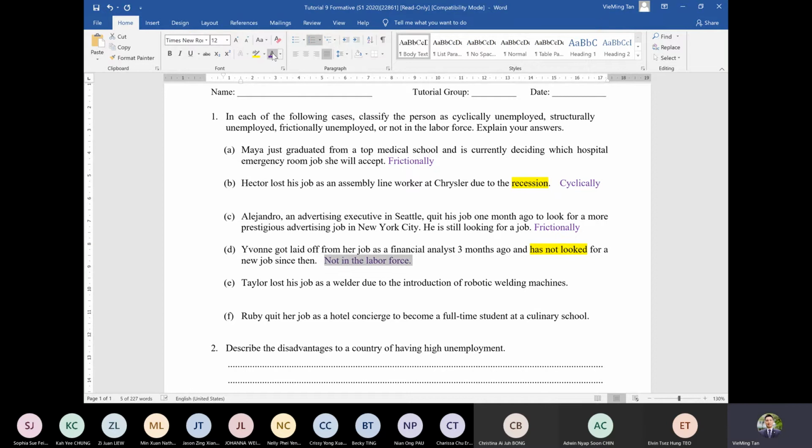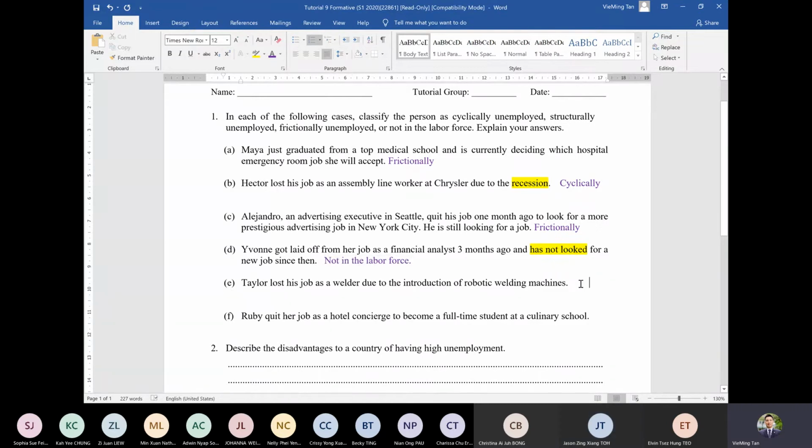Okay, then Jason. Jason. Taylor lost his job as a welder due to the introduction of robotic welding machine. Structural unemployment. Yeah, correct. Structural unemployment.